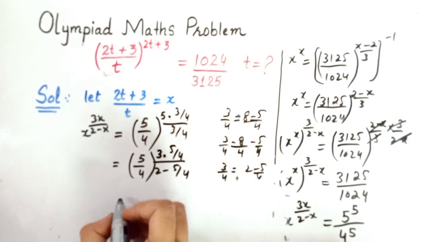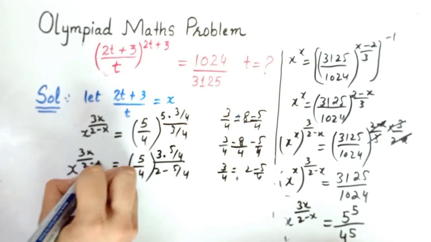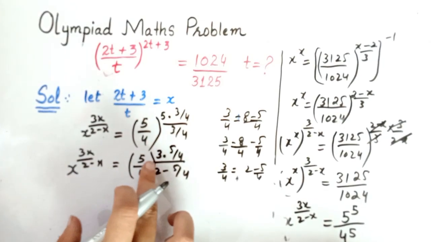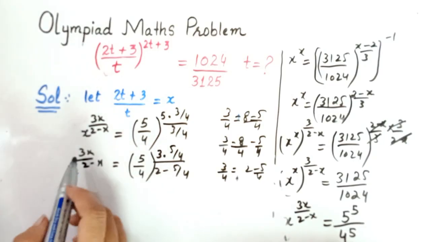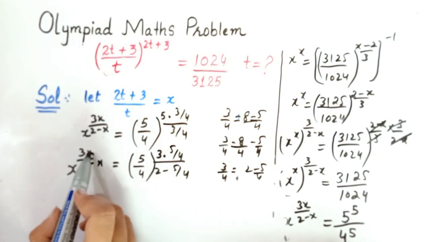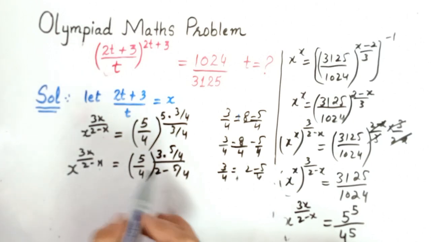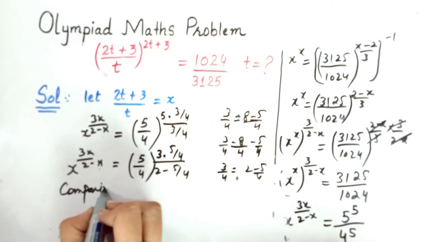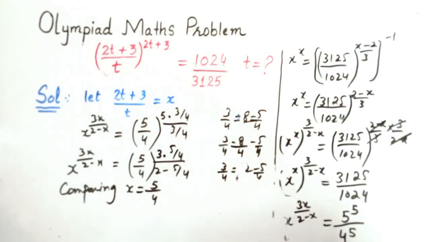Now we can see that this side had x raised to the power 3x/(2 minus x). This side has 5/4, the same as x equals 5/4. The power is 3 times 5/4 in place of x, and in the denominator in place of x we have 5/4. So comparing gives us the value of x, which will be 5/4.